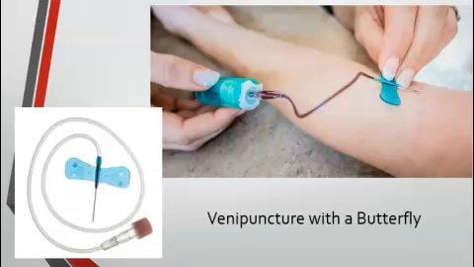On this image, I want to show you what a butterfly looks like. It's called a butterfly because it has these little tabs that kind of look like butterfly wings. Remember, your butterflies are usually smaller gauge needles. They have a smaller diameter, a smaller bore usually. They have this tube that's attached to them that allows you to have a little bit more maneuverability. Some people prefer using a butterfly over a straight needle, but again, some healthcare facilities limit the use of butterflies because of cost.